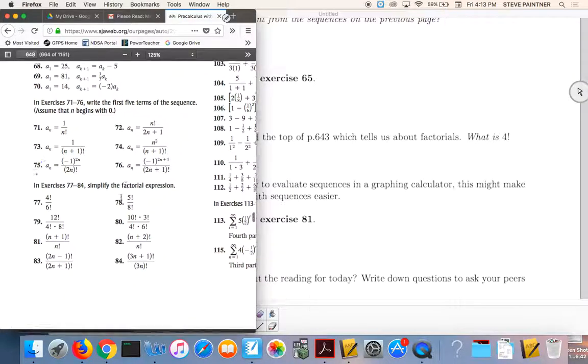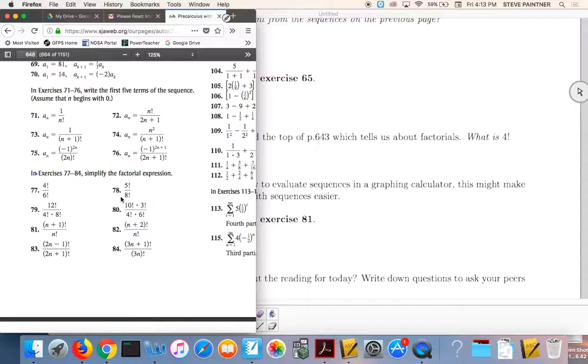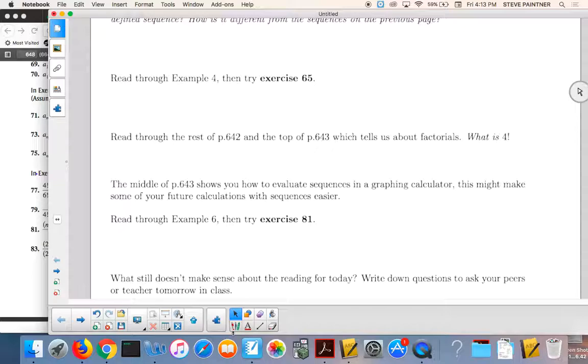Where are we at? Okay. In exercise 81, it wants us to simplify the factorial expression. So just what they were doing in the last example. And the factorial expression it gives us is n plus 1 factorial over n factorial. And so this one's a little bit different because there's no actual numbers involved. So let's see where we at. So n plus 1 factorial over n factorial. So yeah, no numbers involved, just n, some generic number n.